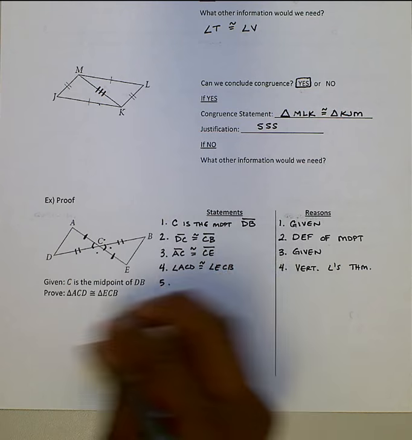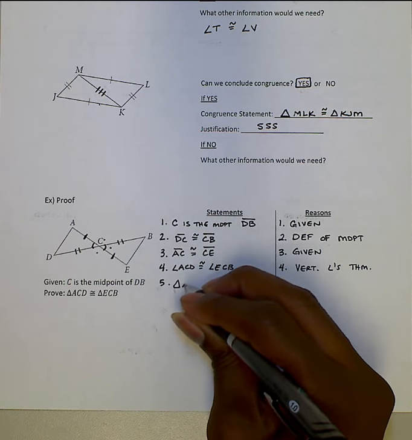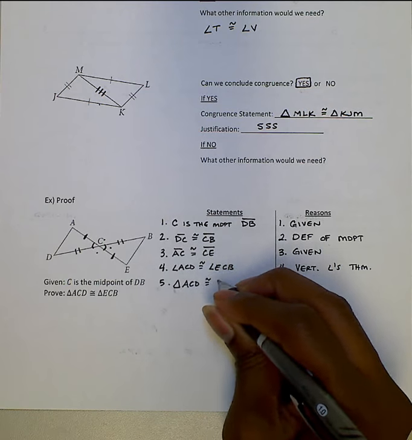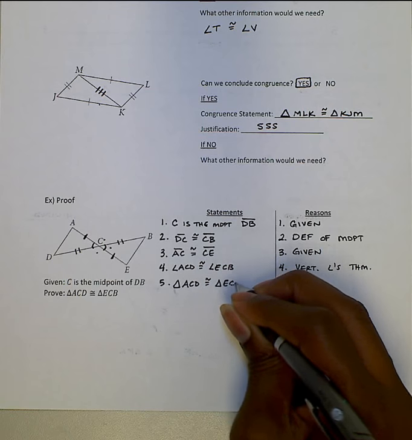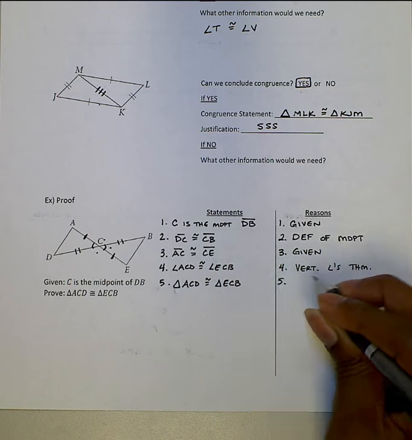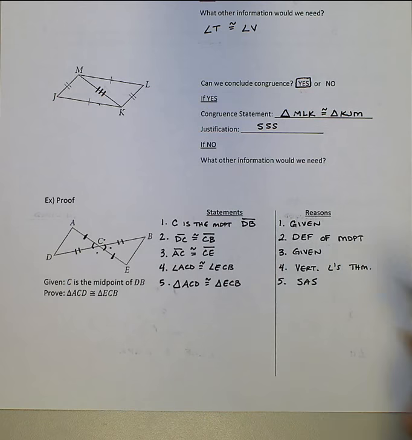So I'm at my proof. I can say triangle ACD is congruent to triangle ECB. And why can I say that? Side angle side. All right, and so that's the proof.